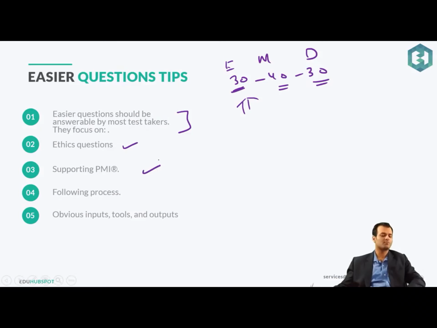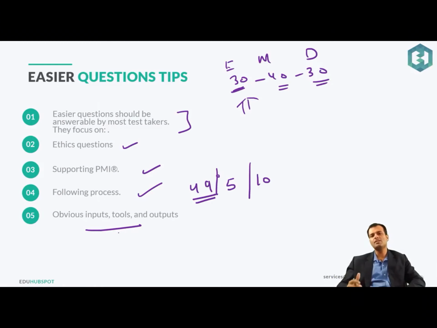Supporting PMI: if PMI reaches out to you for any doubt related to their colleague or anything like that, you should be the first one to help them, support them. Remember, be proactive, be ethical. Always follow the processes. Always follow the processes. There are 49 processes, and we would be going through these processes in much more detail, but there are 49 processes, 5 process groups, and 10 knowledge areas. Always follow the processes.